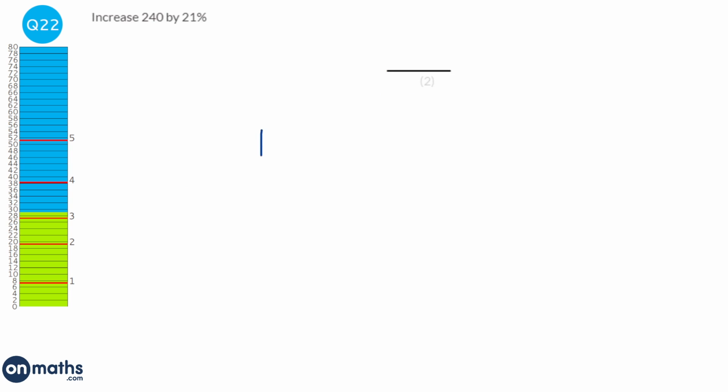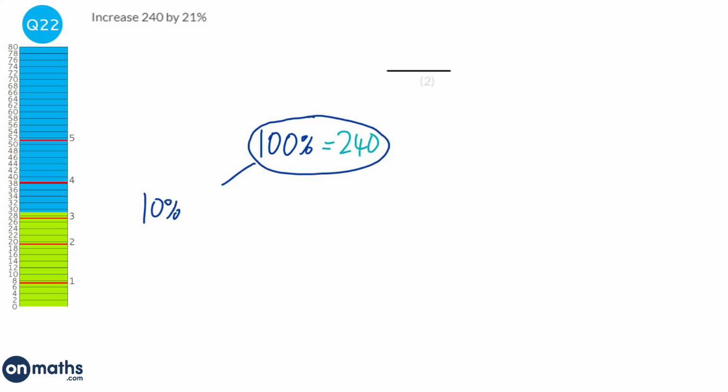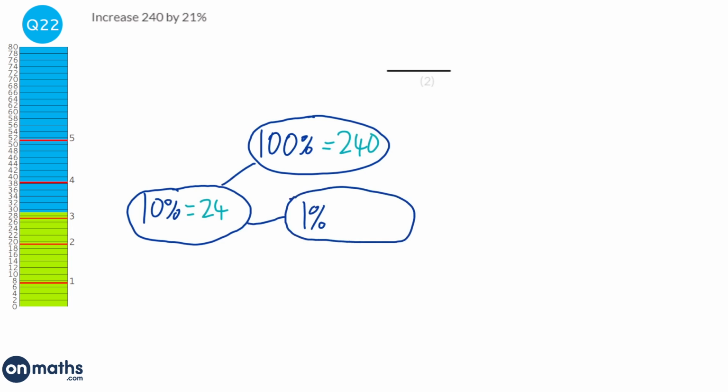So we start off by working out what 100% of 240 is. Well, that's obviously going to be 240. And a nice easy one to start off with is 10%. We're trying to get to 21%, so 10% is always a good one to start with. So we divide by 10, which would be 24. And because we try to get to 21%, we'll need to find out what 1% is. And 1%, we just divide the 10% by 10 again, so it would be 2.4.